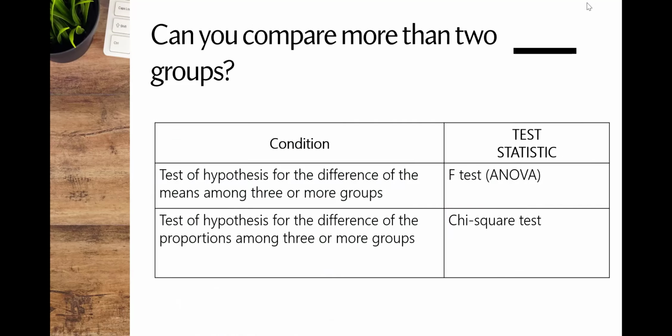Can you compare more than 2 groups? By all means. If you want to do a test of hypothesis for the difference of the means among 3 or more groups, you can do the F-test or ANOVA. If you're doing test of hypothesis for the difference of proportions among 3 or more groups, you do the chi-square test.